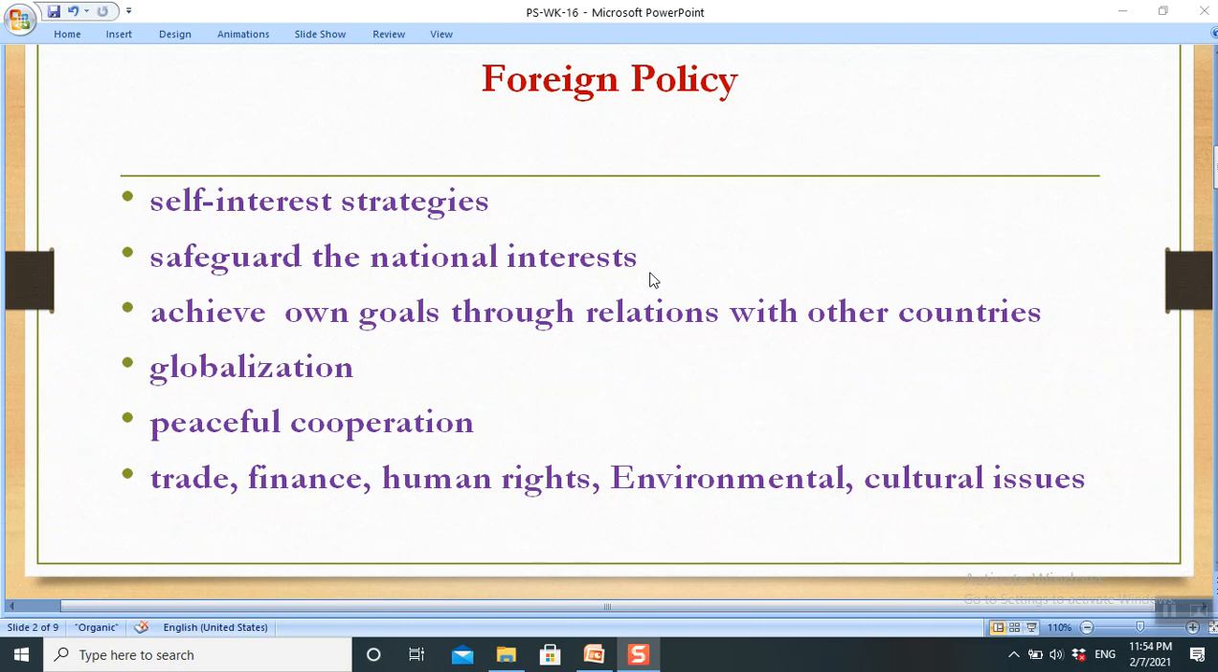Everybody is interested in the happenings of other countries. Thereby, a peaceful, cooperative principle and strategy is needed to sustain relations in trade, finance, human rights, environment, and cultural issues, and above all, in the present time, to combat terrorism and infectious diseases like COVID-19. Foreign policy plays a very vital role.